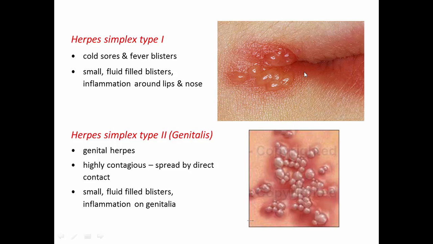And again, you can see these are little fluid-filled vesicles, and with cold sores, it's usually around the mouth and nose. With herpes simplex type 2 or herpes genitalis, it's the same type of fluid-filled blisters, but around the genital area. All herpes viruses are highly contagious, but they're spread by direct contact.